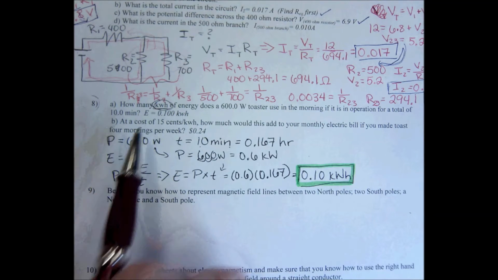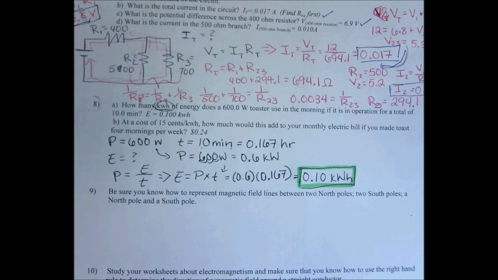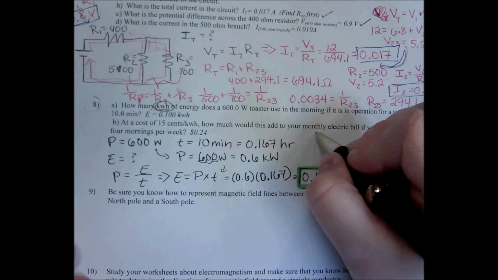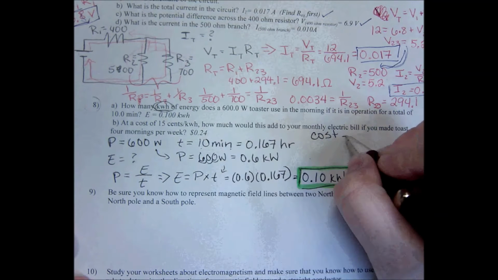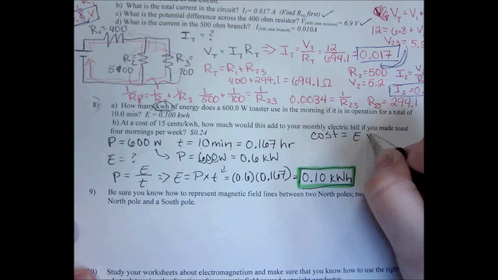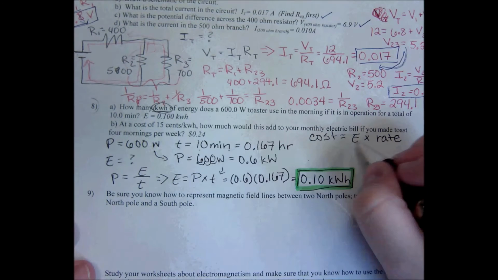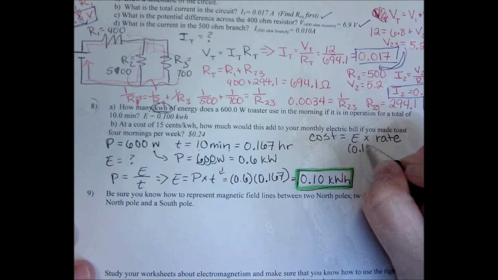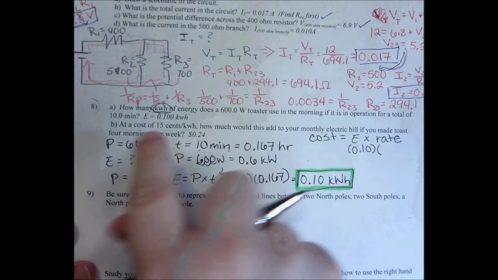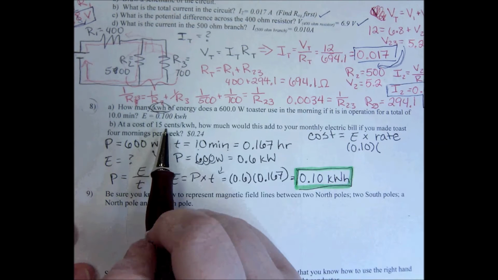Next it says, at a cost of 15 cents per kilowatt hour, how much would this add to your monthly electric bill if you made toast 4 mornings per week? Now, this involves a formula that's not on the county formula sheet. I will have it on the board for the exam, though. And it says that cost equals energy times rate. So our energy is 0.1, our rate is 15 cents.